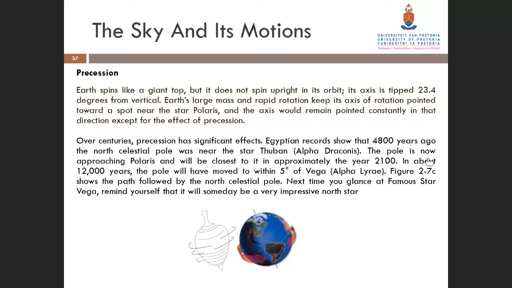Egyptian records show that 4,800 years ago, the North Celestial Pole was near the star Thuban. The pole is now approaching Polaris and will be closest to it in approximately the year 2100. In about 12,000 years, the pole will have moved to within 5 degrees of Vega. Figure 2.7c in our textbook shows the path followed by the North Celestial Pole. So next time you glance at the famous star Vega, remind yourself that it will someday be a very impressive North Star.